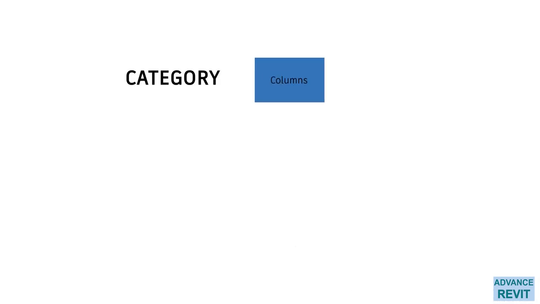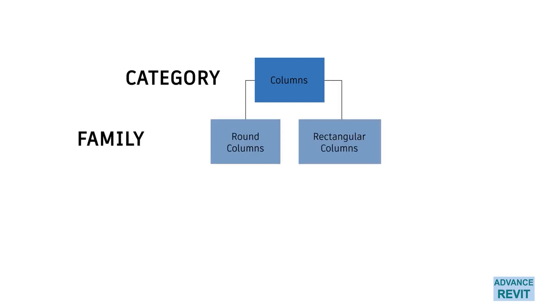Each category is then further organized into what are called families. A family is simply a subgroup which further sorts the elements in a category into a specific group based on a property. For example, the columns category is broken up into a round column family and a rectangular column family.